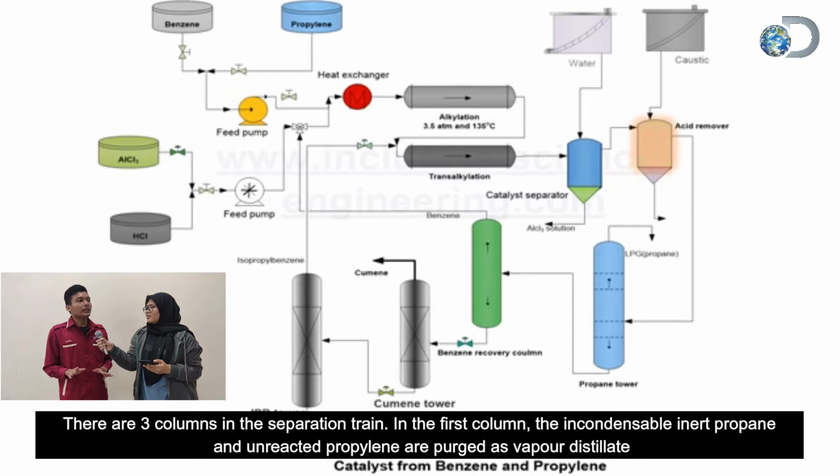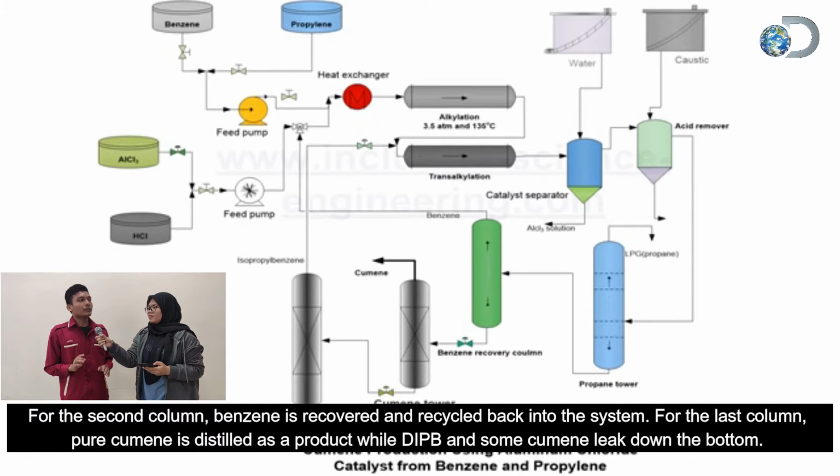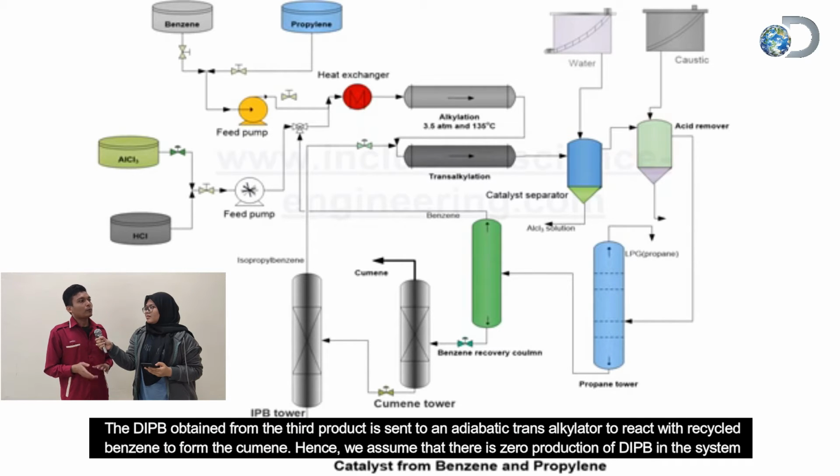In the first column, the incondensable inert propane and unreacted propylene are purged as a vapor distillate. In the second column, the benzene is recovered and recycled back into the system. In the last column, pure cumene is distilled as a product, while the DIPB and some cumene leak down to the bottom. The DIPB obtained from the third column is sent to the adiabatic transalkylator to react with recycled benzene to form cumene. Hence, we assume that there is zero production of DIPB in the system.